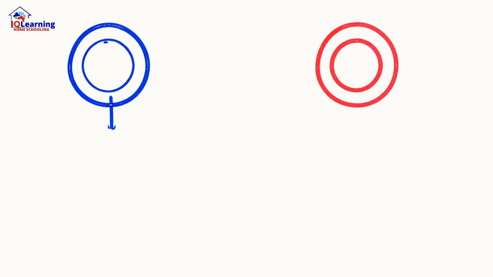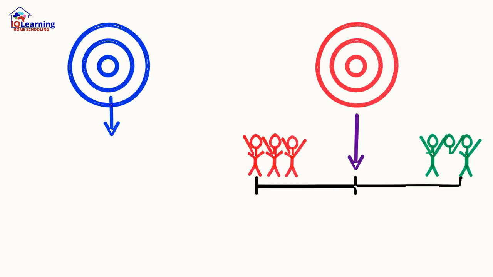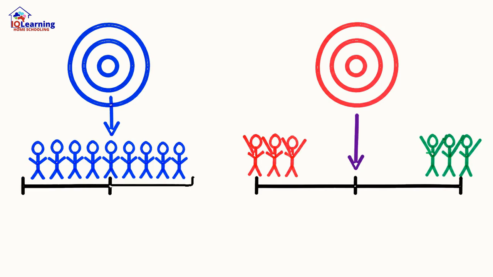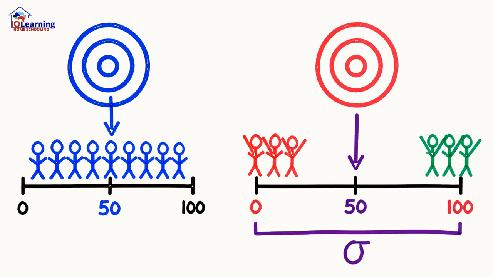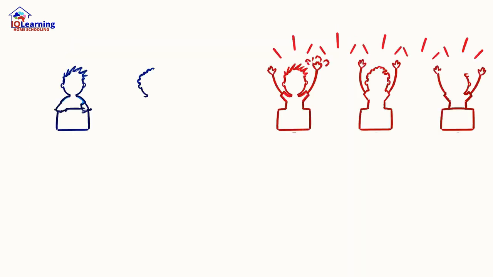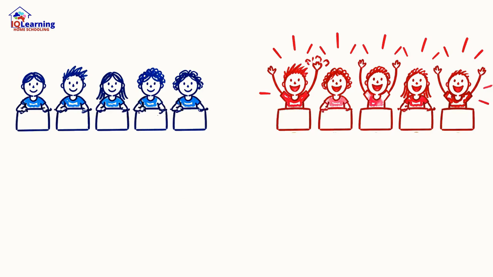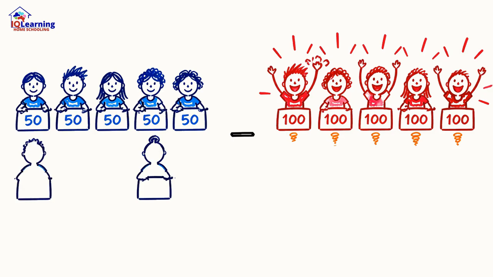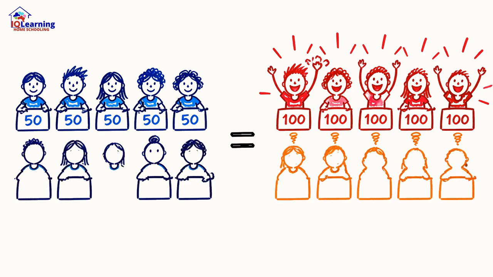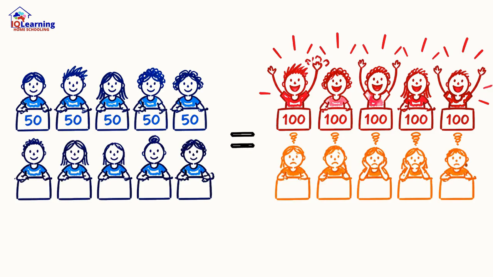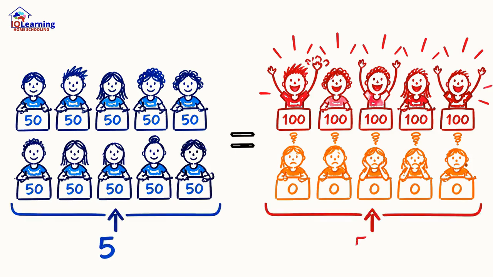Imagine two classes taking a test. In Class A, every single student gets exactly 50%. The average is 50. In Class B, half the students get a perfect 100 and the other half get a 0. The average? Also 50. The center point is identical, but the reality is completely different.